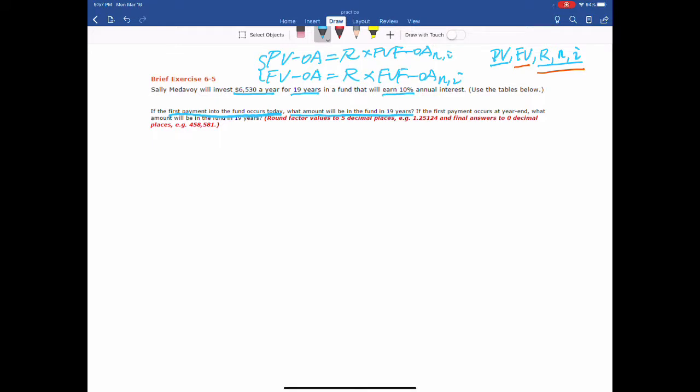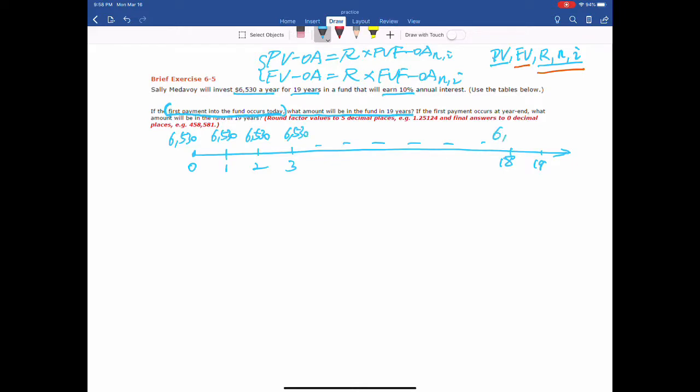what amount will be in the fund in 19 years? Let's first draw a time axis, to make the problem more realistic. So 19 periods: 1, 2, 3, this is 18, this is 19. So total 19 periods, and each period the payment occurs. Here the first payment occurs today. Today means 0. So first is 6,530. The next one is 6,530, 6,530, 6,530. And the last one is here. The payments are all at the beginning of each period.